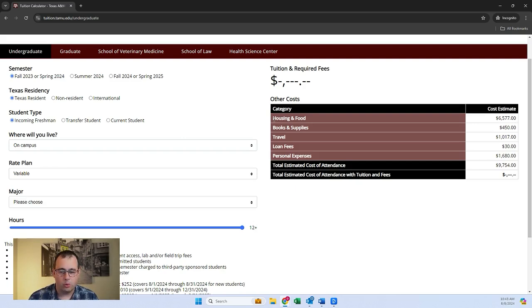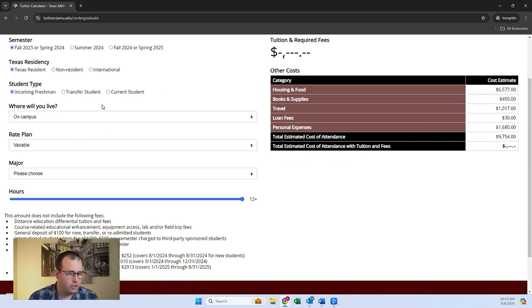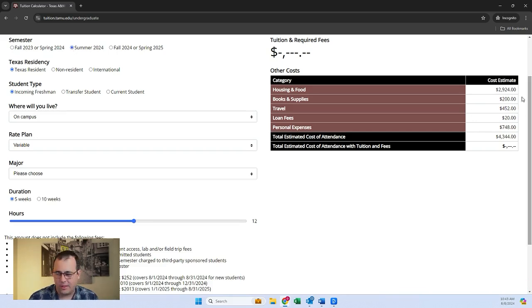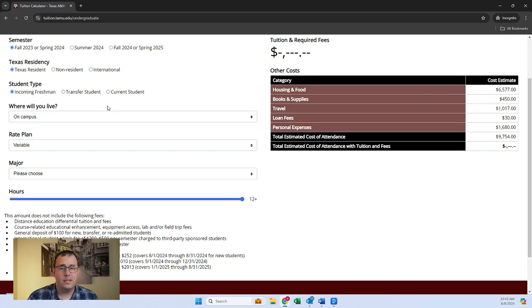So what we care about for housing, room and board is this housing and food number. So for A&M, if you are an incoming freshman this year that's a Texas resident living on campus, you can see that your housing and food is capped at $6,577. And that is for both the fall and spring semester combined. If you're wanting to know what the summer semester is going to look like, you can click on that and you see that's $2,900.